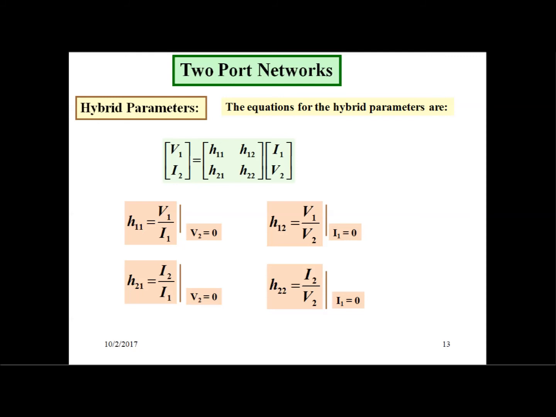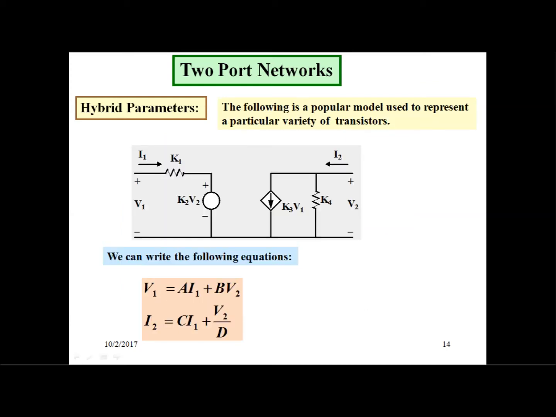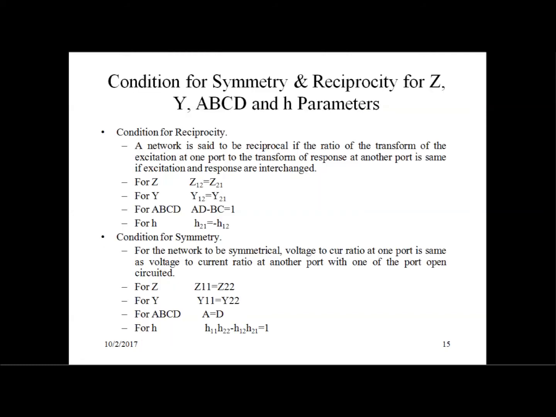Now these are hybrid parameters, in which we have V1, I2 in terms of I1, V2. This is the hybridization of both the ports, in which we consider V1, I2 in terms of I1, V2. Now this is the equivalent circuit of hybrid parameters, where we can apply KVL or KCL as required.